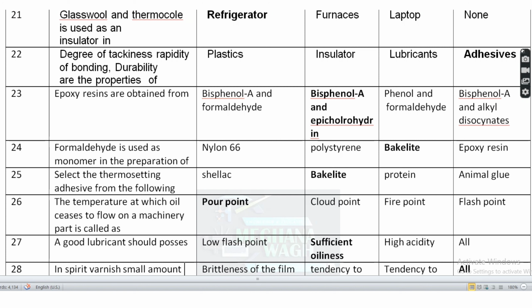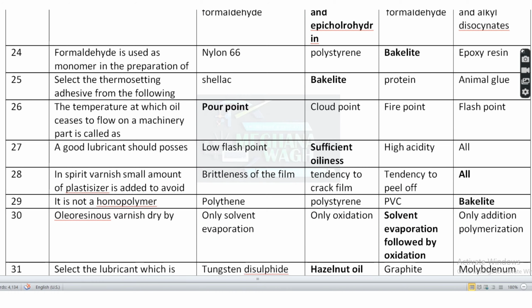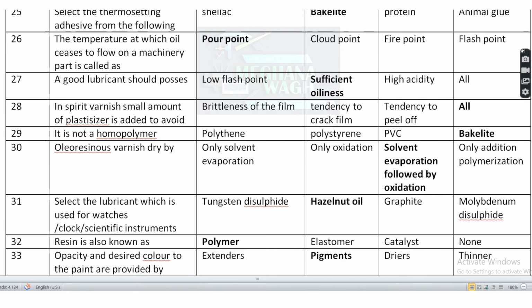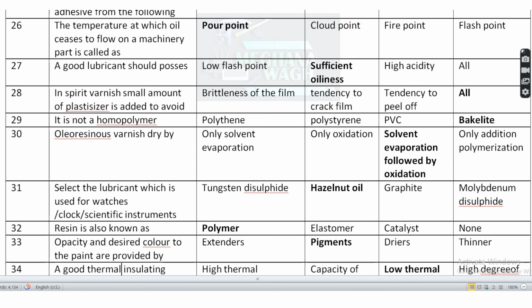Select the thermosetting adhesives from the following. Bakelite is the thermosetting adhesive because it does not change with heat, therefore it is known as a thermosetting adhesive. The temperature at which oil ceases to flow on machinery is called the pour point. A good lubricant should possess which of the following: low flash point, sufficient oiliness, high acidity, or all? A good lubricant should possess sufficient oiliness.